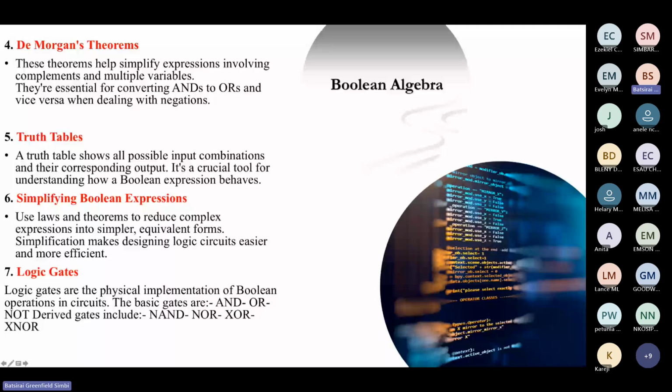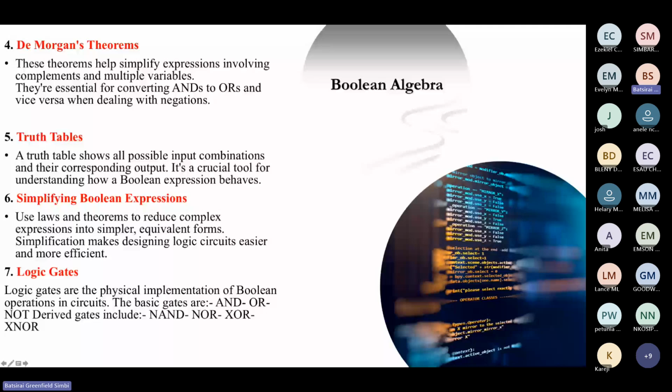Truth tables. A truth table shows all possible input combinations and their corresponding output. It's a crucial tool for understanding how a Boolean expression behaves. Simplifying Boolean expressions: use laws and theorems to reduce complex expressions into simpler equivalent forms. Simplification makes designing logic circuits easier and more efficient.